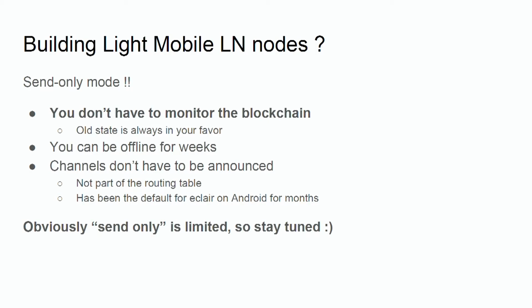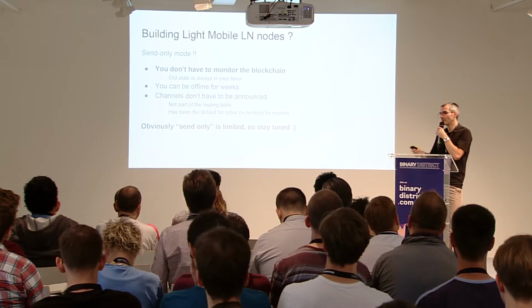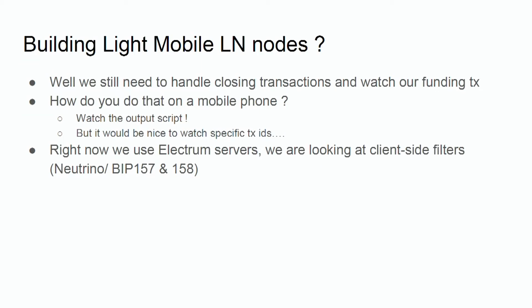And also, channels on mobile nodes don't have to be announced. They don't have to be part of the routing table. It's been the default for our wallets on Android for months. I'll come back to this later, but it has very nice properties. So send-only is limited because we all would like to receive payments on a mobile phone. So we are still working on it, and we may have good news for everyone very soon. But it's a very interesting one anyway, because I think it makes sense to have wallets that can only pay for things, and they're very light on the network, and you don't have to monitor the blockchain. So it's really nice. But you still need to watch for your own channels.